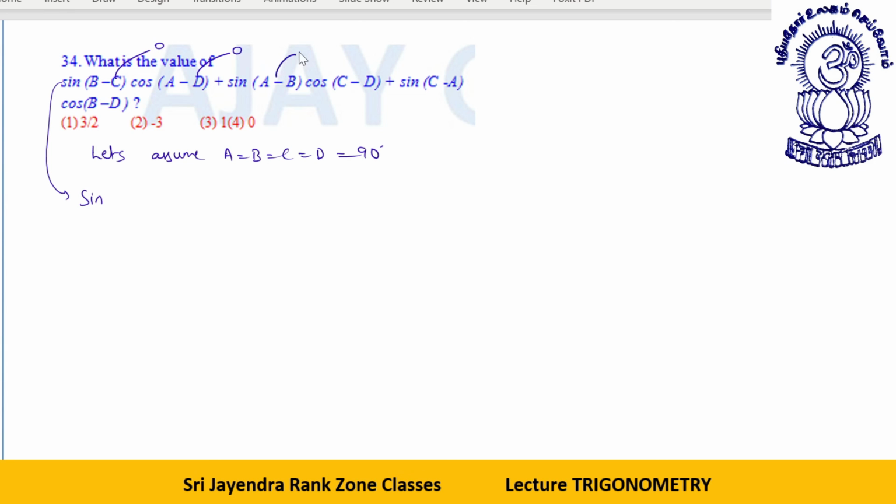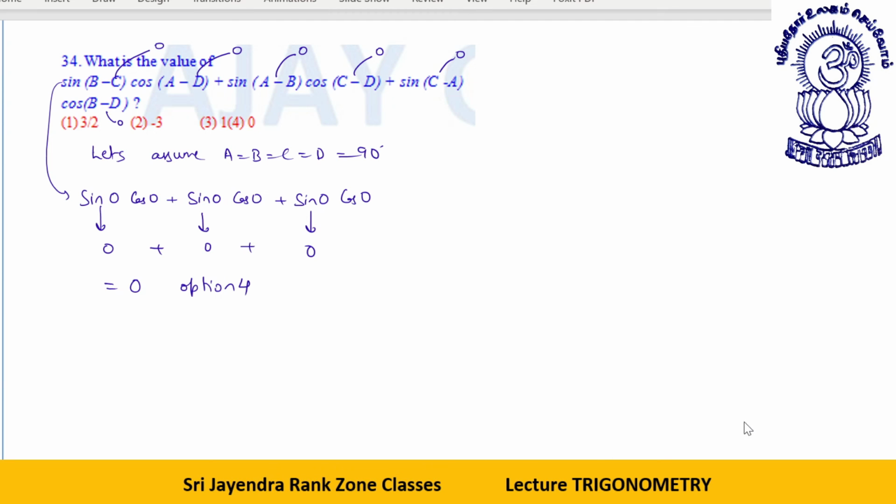So every angle will be 0. So you have sine 0 into cos 0 plus sine 0 into cos 0 plus sine 0 into cos 0. So what do you have? 0 plus 0 plus 0 is equal to 0, which is the option? Very clearly, option 4 is the answer. Fine, dear students.